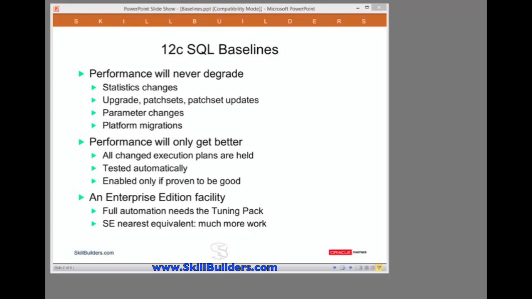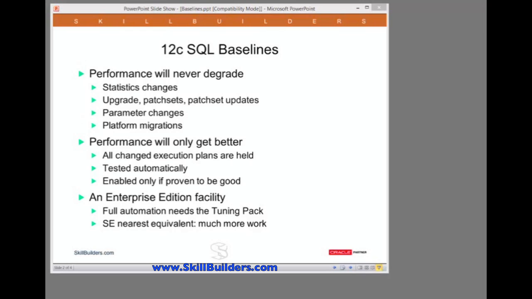However, performance isn't necessarily frozen. It is allowed to get better. All changes in execution plans are held back until tested. And then changes that are proven to be for the good are permitted, but changes for the worse remain blocked.